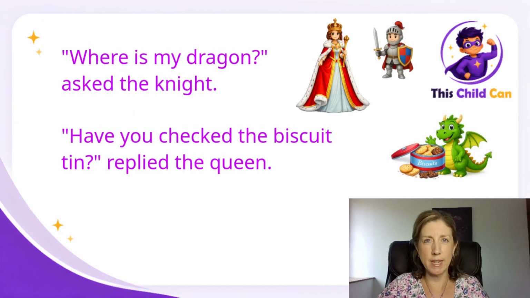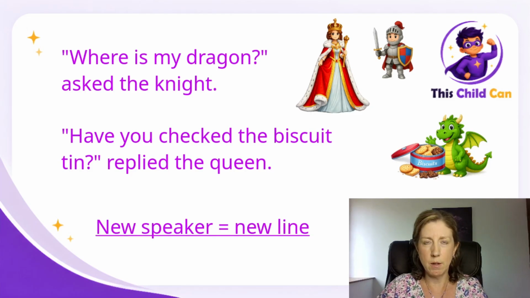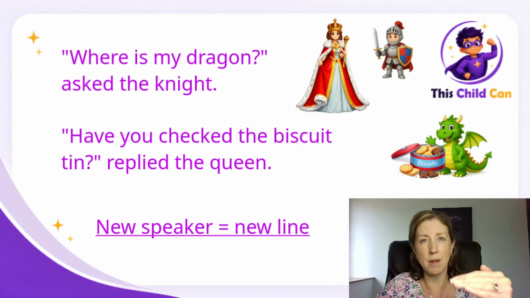Now, how do we show a conversation between two people? Here we have, "Where is my dragon?" asked the knight. "Have you checked the biscuit tin?" replied the queen. So we have two people speaking. First the knight speaks, then the queen replies. And because we have a different person speaking, we start a new line. So the key message here is new speaker, new line. And the reason why this matters is because it helps the reader to follow the conversation. It stops the dialogue becoming all confusing. It keeps it nice and clear.